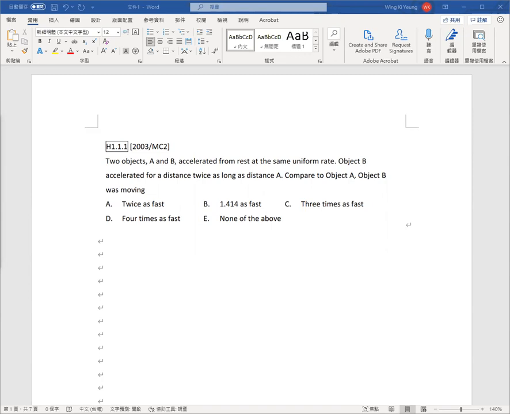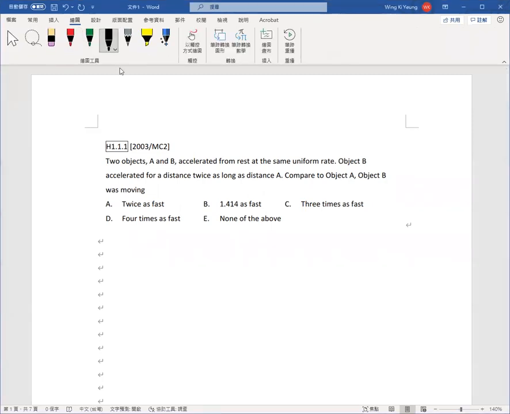Yeah, B is the answer. So for this one, you need to use v squared equals u squared plus 2as. The question compares the final velocity v. Initially at rest, that means u is 0. We use this formula because we need to compare the v. We know that the acceleration is the same, and we know the relation between the distance s. And 2a is a constant.